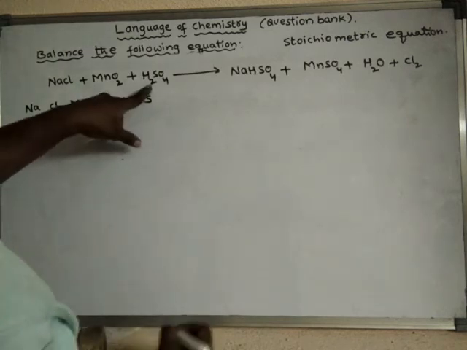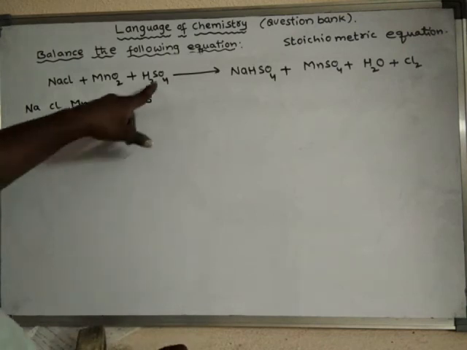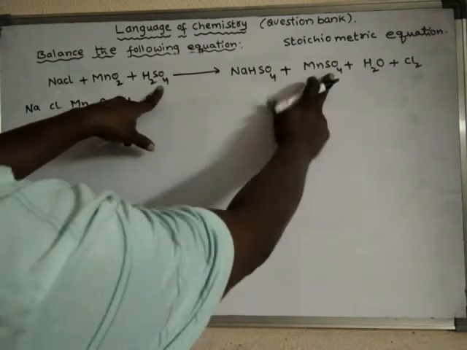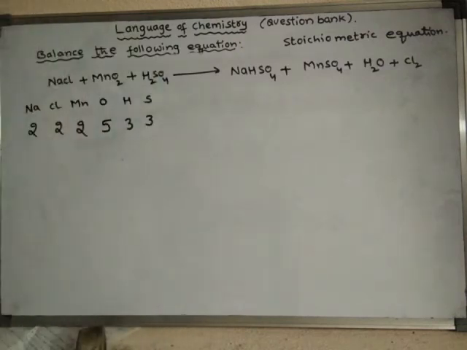Hydrogen is appearing at 3 places. Sulfur is appearing at 3 places. Right. So after writing the frequency number of each and every element, next we have to arrange the elements according to increasing order of frequency numbers.